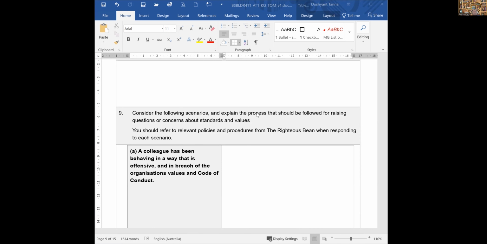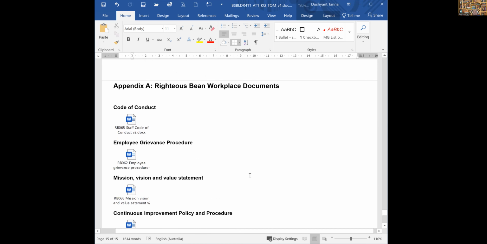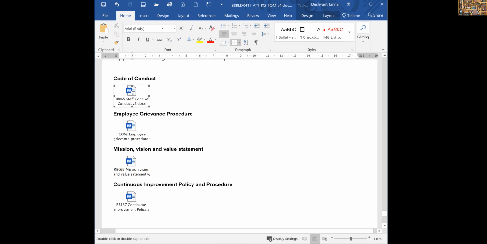Consider the following scenario. Explain the process that should be followed for raising questions and concerns about standards and values. You should refer to relevant policy and procedure from Righteous Bin when responding to each scenario. The Righteous Bin policy and procedure aids are given at the end of this: code of conduct, grievance procedure, mission, vision, continuous improvement policy and procedure. So you just click on that.